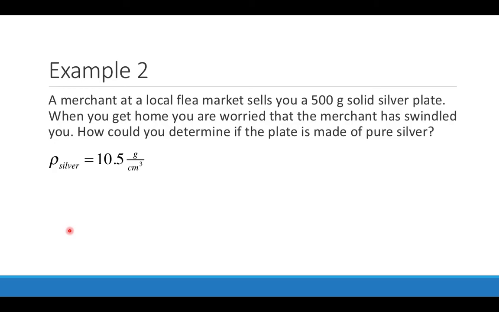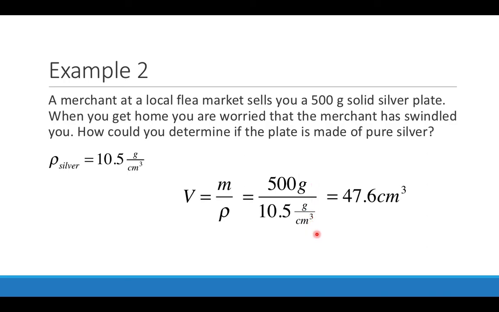So let's suppose that we did have a way of measuring the volume. We look up the density of silver, and we find the density of silver to be 10.5 grams per centimeter cubed, and we want to calculate what the volume should be for this particular plate, and then we're going to measure the volume and see if it agrees. The mass of the silver plate is 500 grams, the density is 10.5 grams per centimeter cubed. So what I would expect is that the volume should be 47.6 centimeters cubed. So this is what I expect.